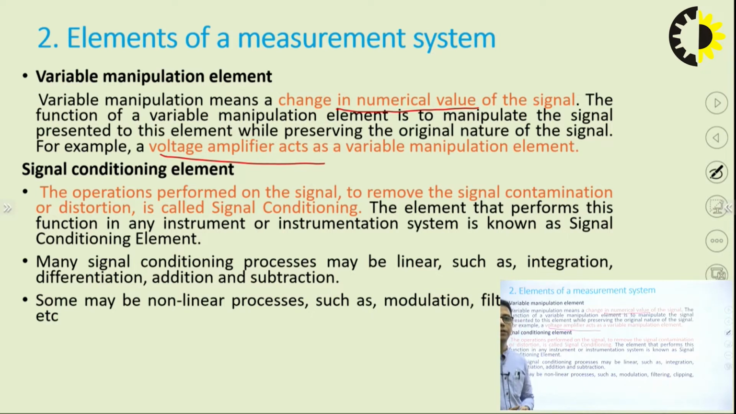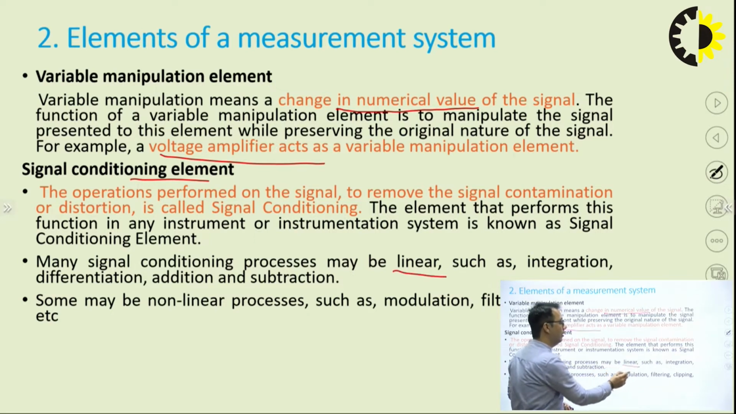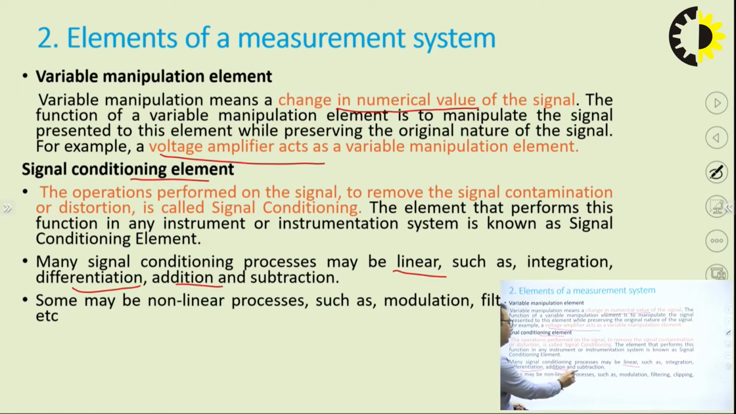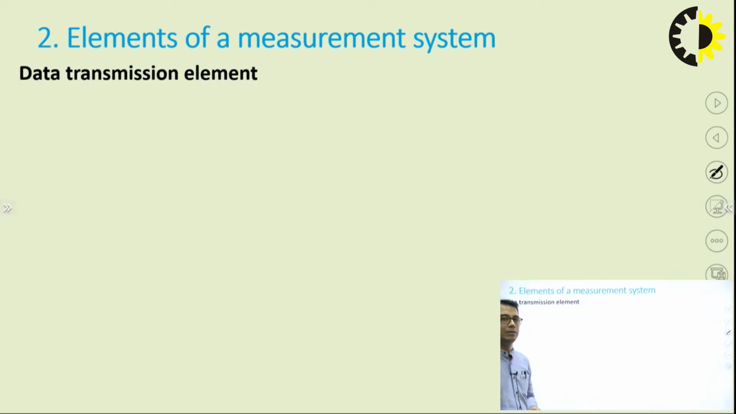Next is the signal conditioning element. Our data which we obtain from any sensor or transducer may contain noise or other unwanted signals which are not in use. So we want to filter or change other characteristics of that signal, and then we use the signal conditioning block. In this block, many processes like linearity, integrating, differential, addition or subtraction can be done. This can also be done like modulation, filtration, clipping or clamping. All these procedures we can adopt in this stage.